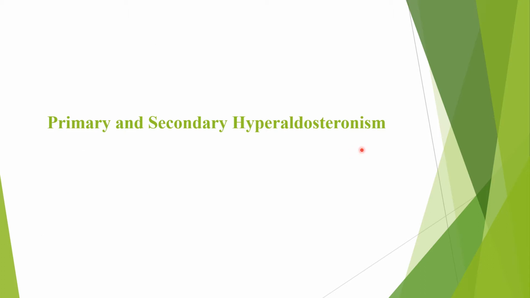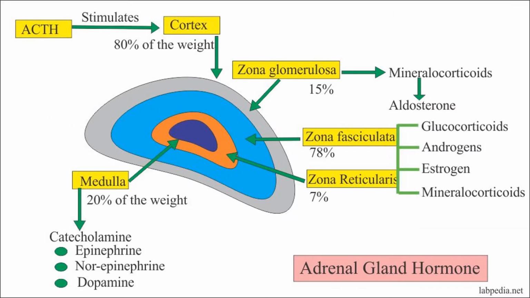Okay, today we will discuss primary and secondary hyperaldosteronism. Before we start our topic, it's very important to understand the structure of the adrenal cortex. As you all know, the adrenal gland consists of the adrenal cortex, which makes up around 80% of the weight of the adrenal gland, while 20% of the weight is made up of the medulla. And this is the innermost structure of the adrenal gland, the adrenal medulla.